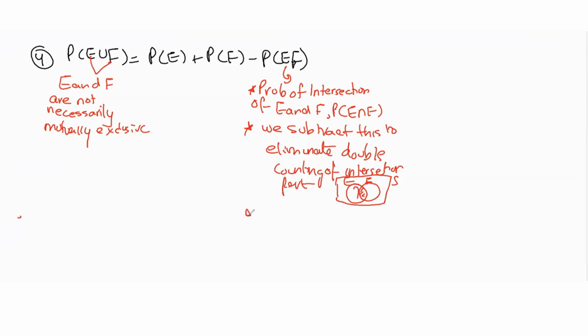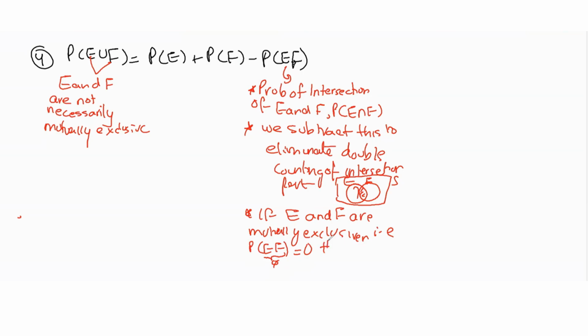Now, if E and F are mutually exclusive, what does mutually exclusive mean? The probability of the intersection is 0. Why? Because mutually exclusive events are those such that the intersection is the null set, and the probability of the null set is 0.